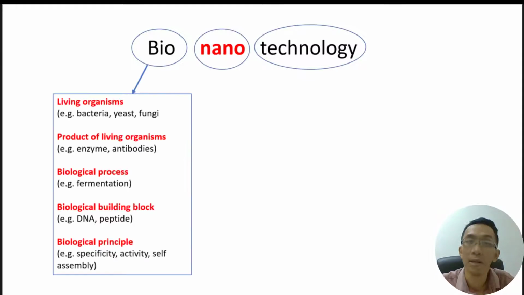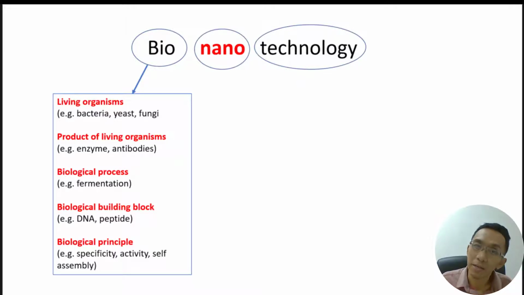Here, the bio can be a living organism, for example, the bacteria, yeast, fungi, or the product of it. Bio here also relates to the process. For example, you can produce a wine or a bread using a fermentation process by the yeast. It can also be a building block for that living thing, for example, like a cell, like DNA, peptide, and so on.